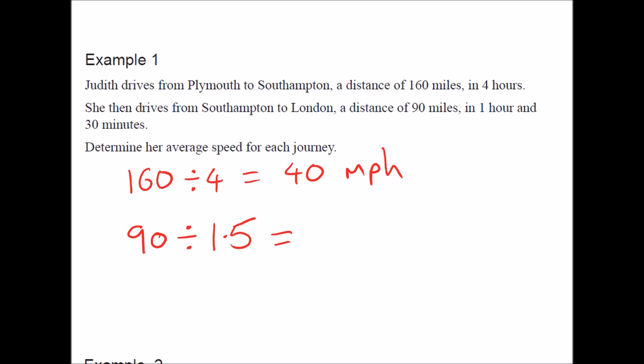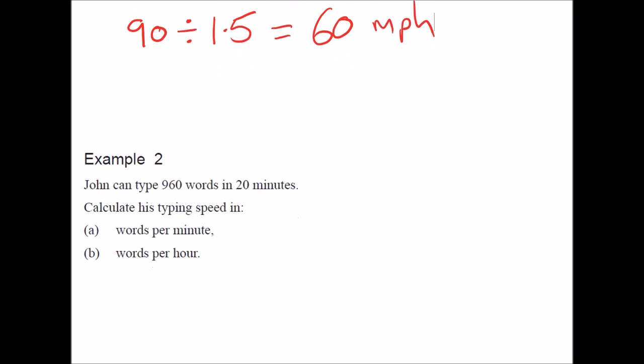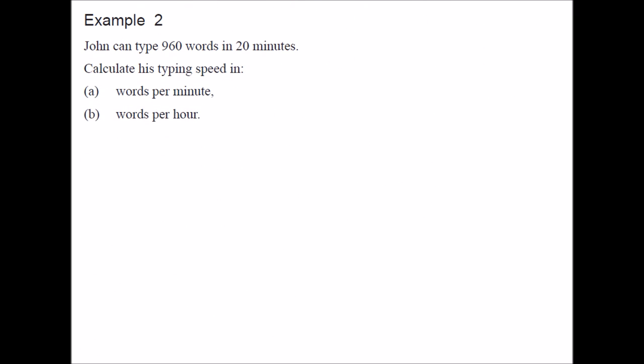So 90 divided by 1.5 is 60. And again, the distance was in miles and that time was in hours, so we are writing our answer in miles per hour. Okay, on to the second example.